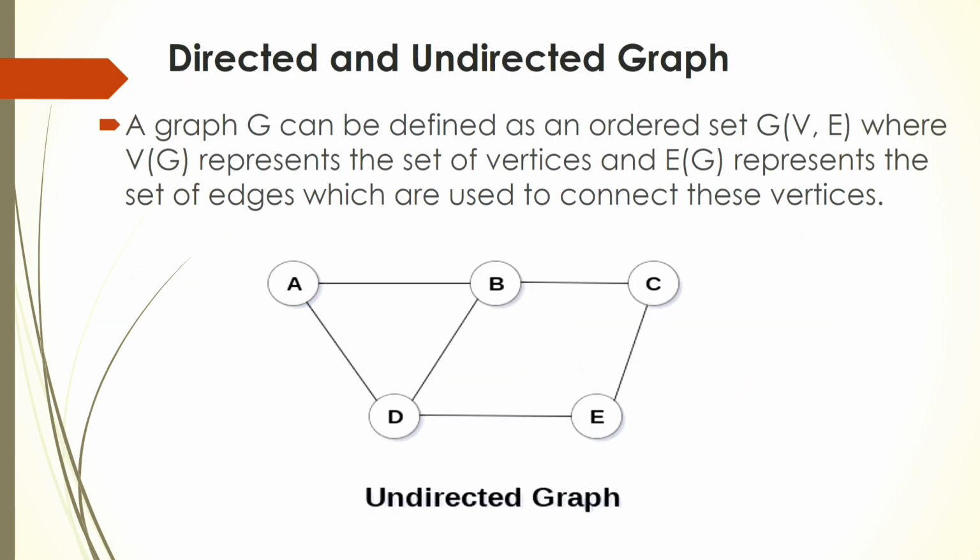Okay. So coming to the directed and undirected graph, a graph, which we represent as G, can be defined as an ordered set G(V, E), where V(G) represents the set of vertices and E(G) represents the set of edges which are used to connect these vertices. This is an example of an undirected graph, because we can see that its edges are not attached with any directions. If an edge exists between the vertex A and B, then the vertices can be traversed from B to A as well as A to B.